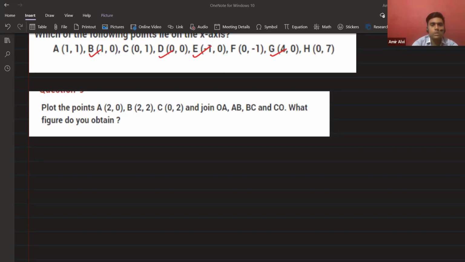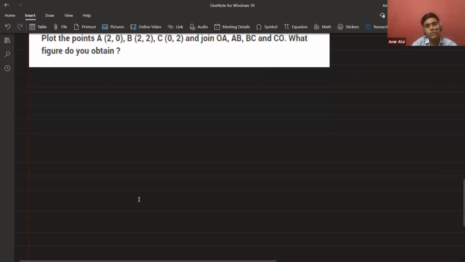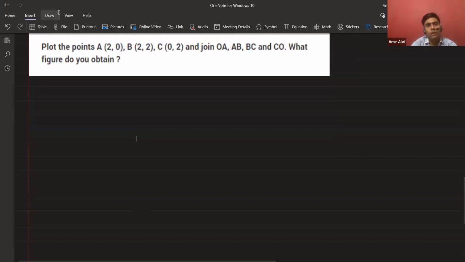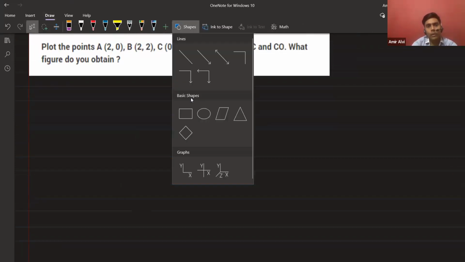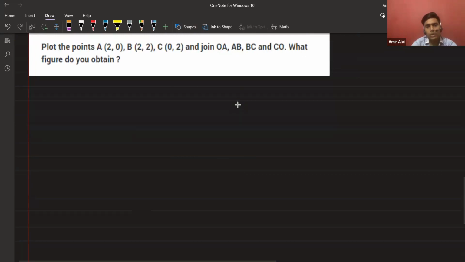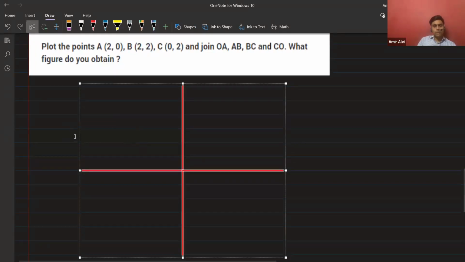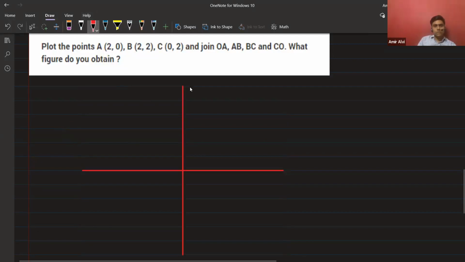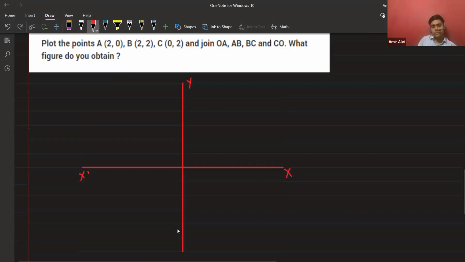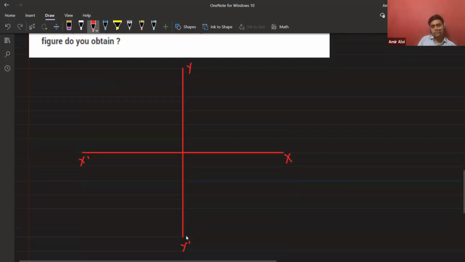Yes, Simran. So this is the kind of question where you have to plot the points. So let's take the x-axis and y-axis here. Okay, so this is our Cartesian plane. Clear? Okay. So this is our y, this is our x, this is our x dash, and this is our y dash.